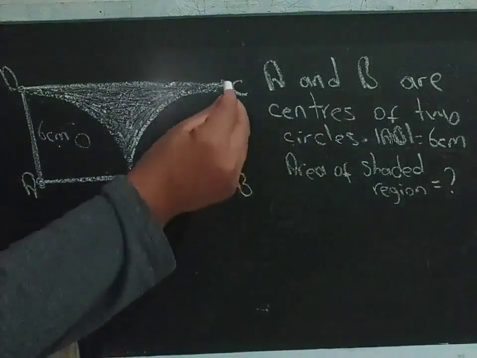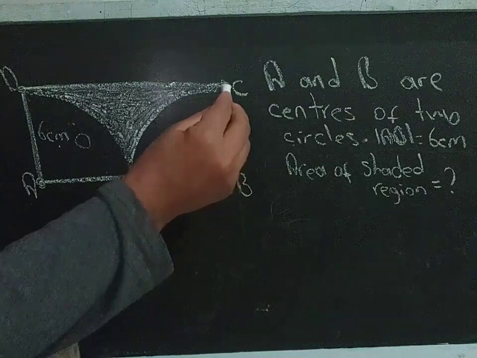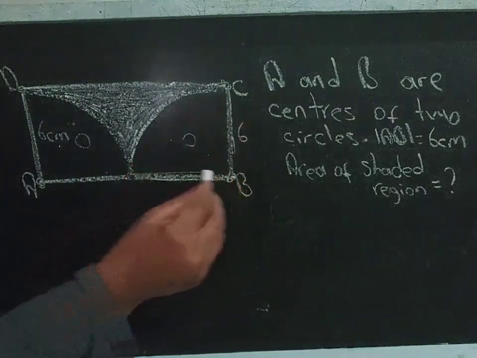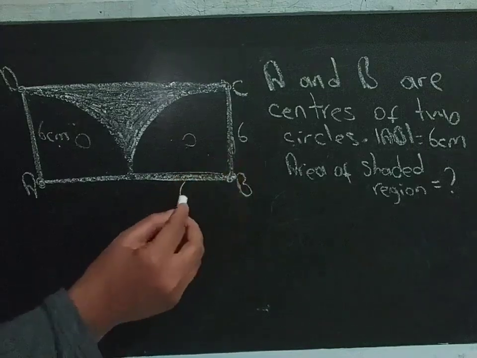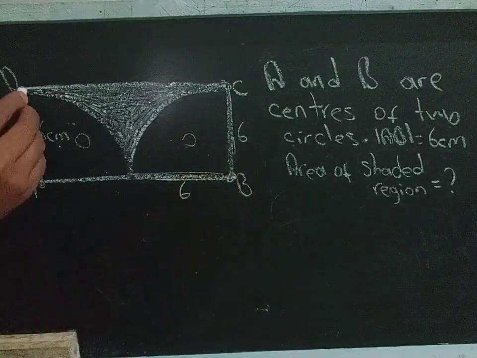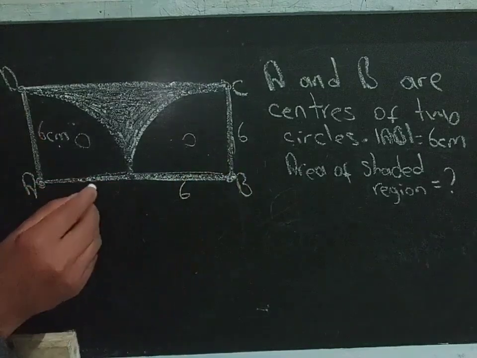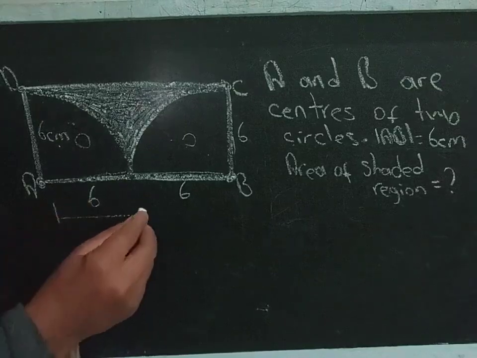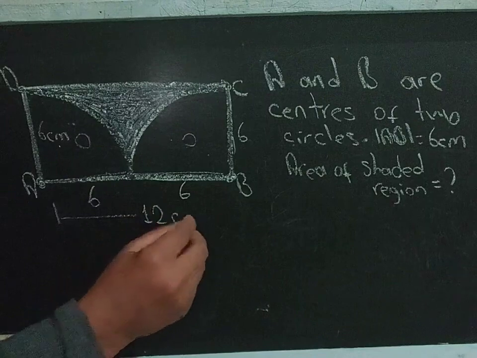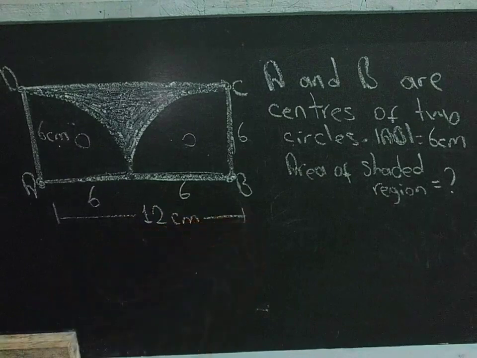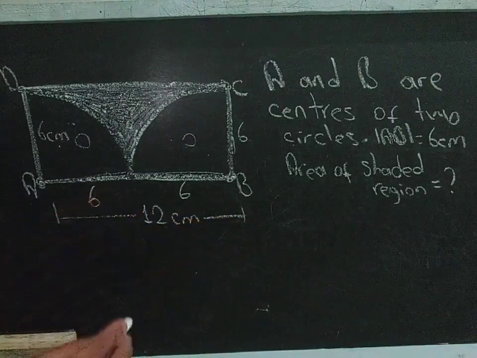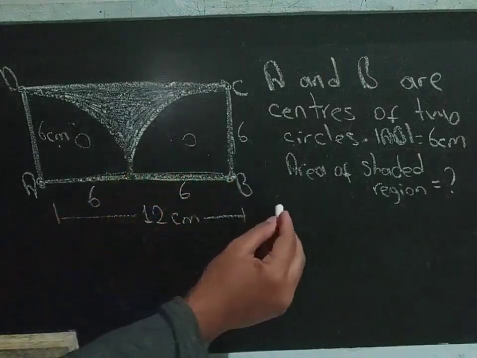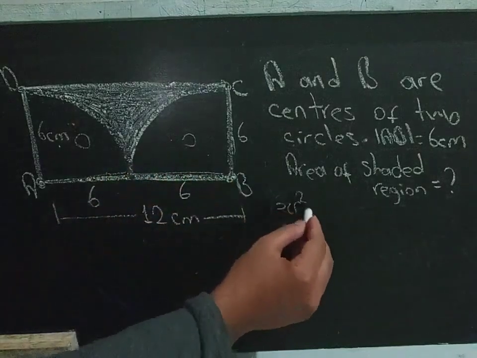Now this is a circle, that means this is a radius. So radius, this is 6, this should be 6 too, and from there this end is the same thing, 6. That means AB is going to be 12 centimeters. Now you should remember that the formula of area of circle is pi r square.